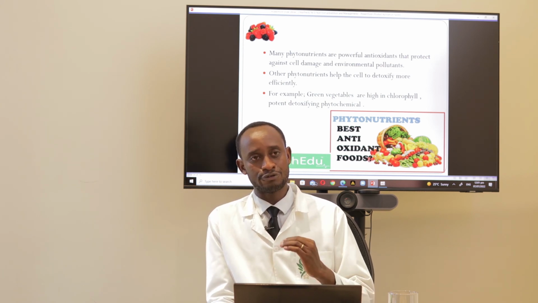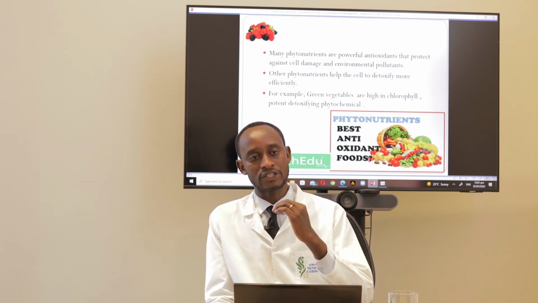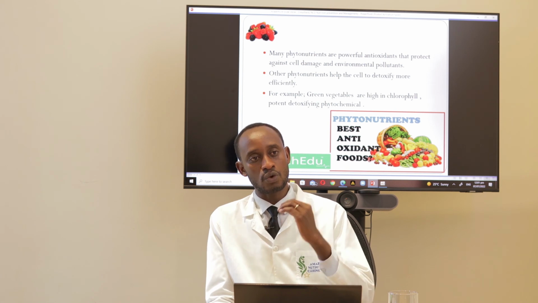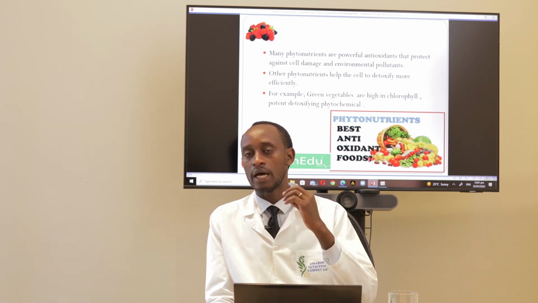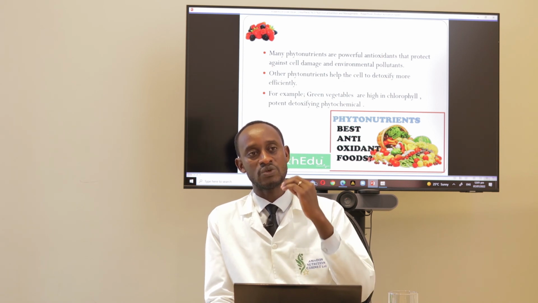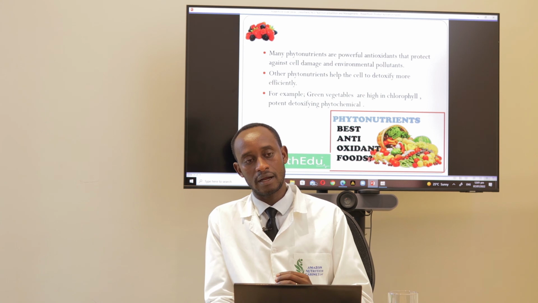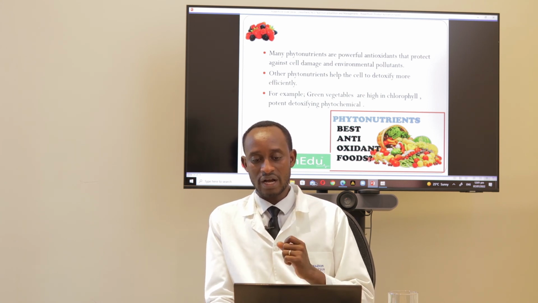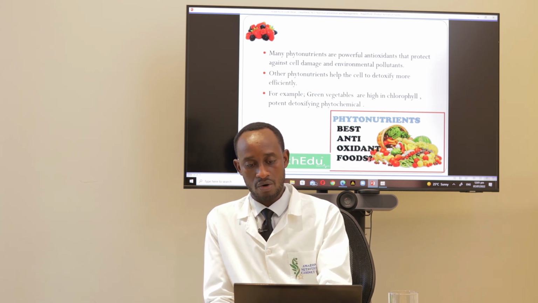So these are the foods, most especially foods with green color, like spirulina, like green vegetables. Green color is a phytonutrient called chlorophyll that prevents the body from reacting with pollutants, with free radicals. So, for example, green vegetables are high in chlorophyll, a potent detoxifying chemical agent.